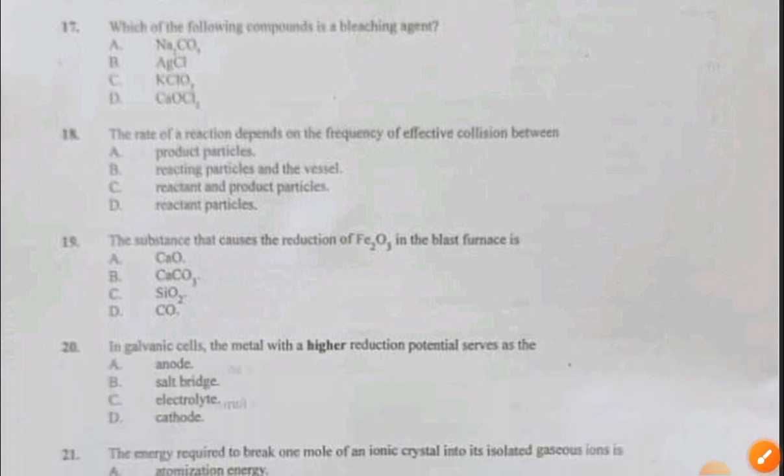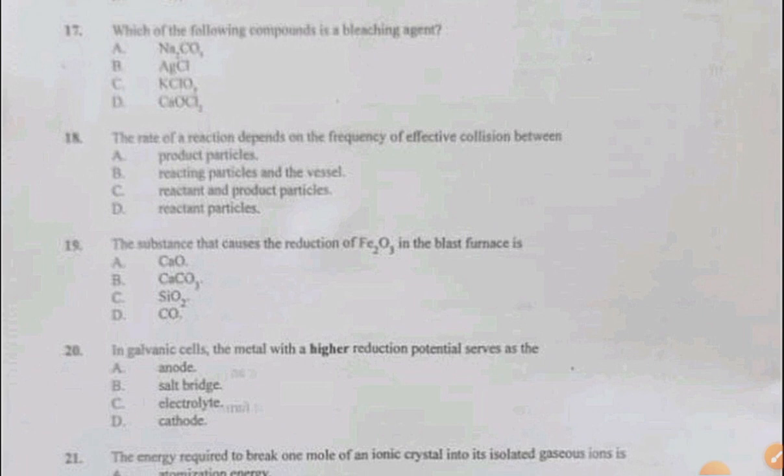17. Which of the following compounds is a bleaching agent? The answer is calcium oxychloride. It's D, CaOCl2.